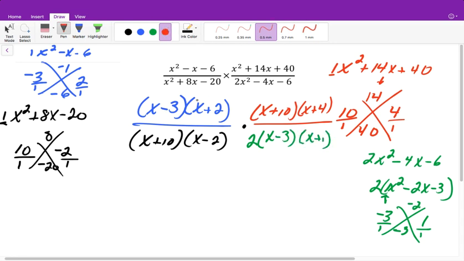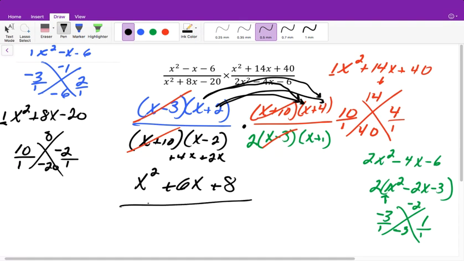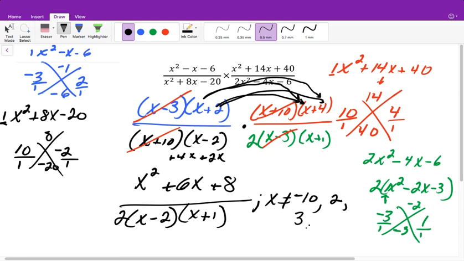And now we need to cancel out any like factors. So x minus 3's cancel, x plus 10 cancel. And now we're left with our factors. So our numerator we have to multiply. So x times x gives me x squared. X times 4 gives me plus 4x. 2 times x gives me plus 2x, so it'll be plus 6x. And 2 times 4 will give me plus 8. Our denominator we do not have to multiply, so it's x minus 2 times x plus 1, and don't forget the 2 out front. And now our restrictions, x cannot equal negative 10, positive 2, positive 3, and negative 1.